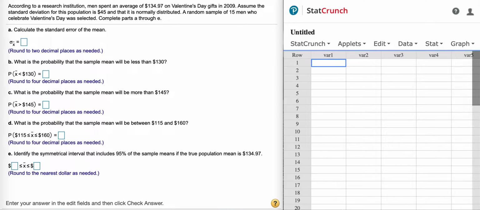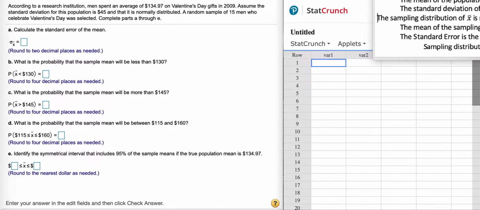Problem 16 in our review of probability. According to a research institution, men spent on average $134.97 on Valentine's Day gifts in 2009. Assume the standard deviation for this population is $45 and that this population is normally distributed. A random sample of 15 men who celebrate Valentine's Day were selected. All right, and they want you to complete parts A through E.